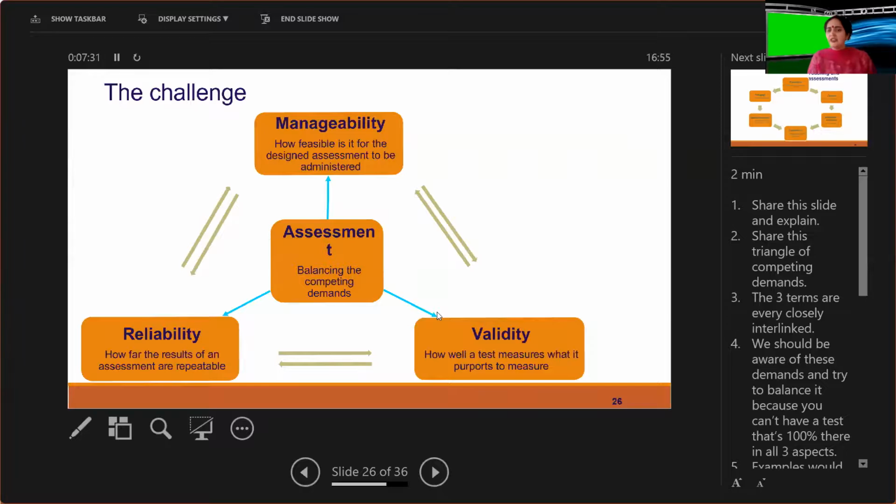Now, I think somebody in the chat had asked me what is one of the challenges faced by competency-based education, particularly for assessments. So here's your answer. Assessments need to be balanced using the competency-based demand. So manageability, reliability, and validity are all interconnected with each other.